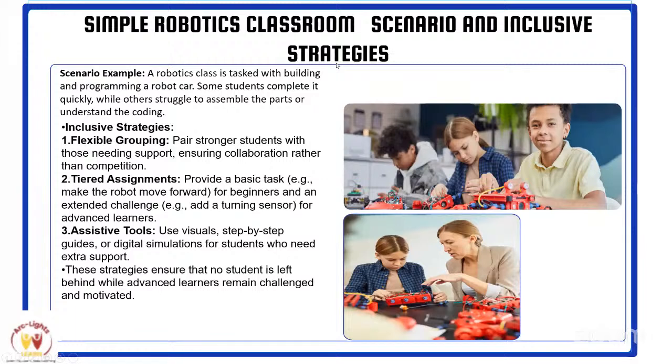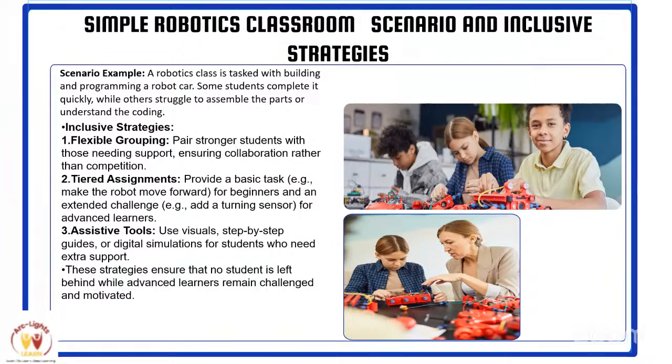Okay, let's look at robotics classroom scenarios and inclusive strategies. Number one, for example, a robotics class is tasked with building and programming a robot car. That's the task for the class. Some students complete it quickly, while others struggle to assemble the parts or understand the coding. Inclusive strategies can apply. Pair stronger students with those needing support. I said that earlier on. The stronger ones, pair them with those that need support, ensuring collaboration rather than competition.